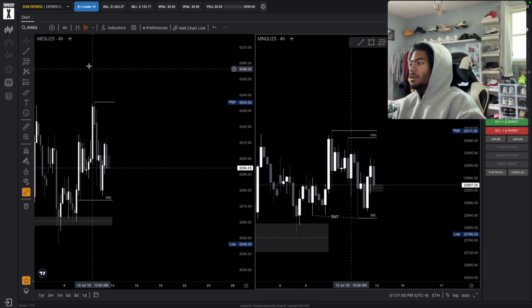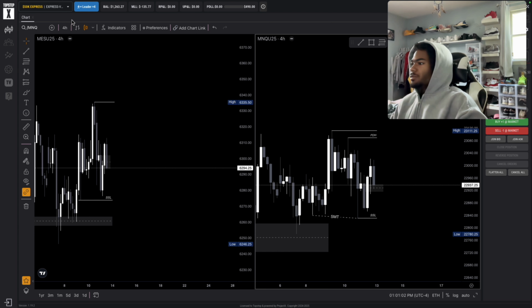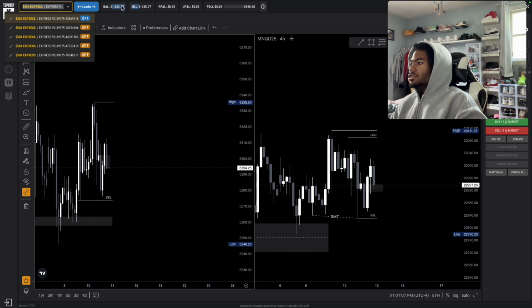I'm going to show y'all right now. Being completely transparent with y'all, this is what each account is at. So account number 1 is at 1263. There's 3 accounts with the same balance.